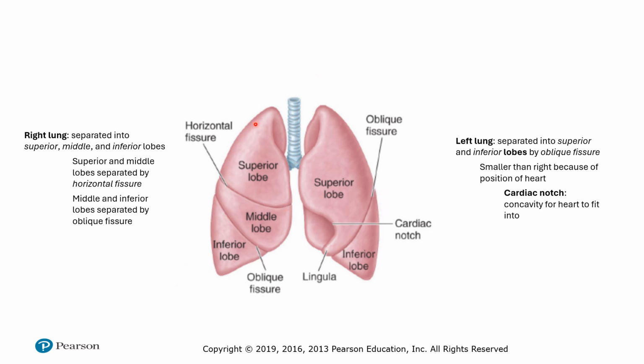These lungs are divided into lobes. The right lung is divided into three lobes by two fissures. So this is the horizontal fissure, and then this is the oblique fissure. This is the superior lobe, this is the middle lobe, and then this is the inferior lobe. And on the left side, the oblique fissure divides the left lung into a superior lobe and an inferior lobe. And this is the cardiac notch where the heart is going to be. And this projection is known as the lingula. Some people say that it is supposed to be the third lobe of the lung, but the left lung has two lobes and the right lung has three lobes.